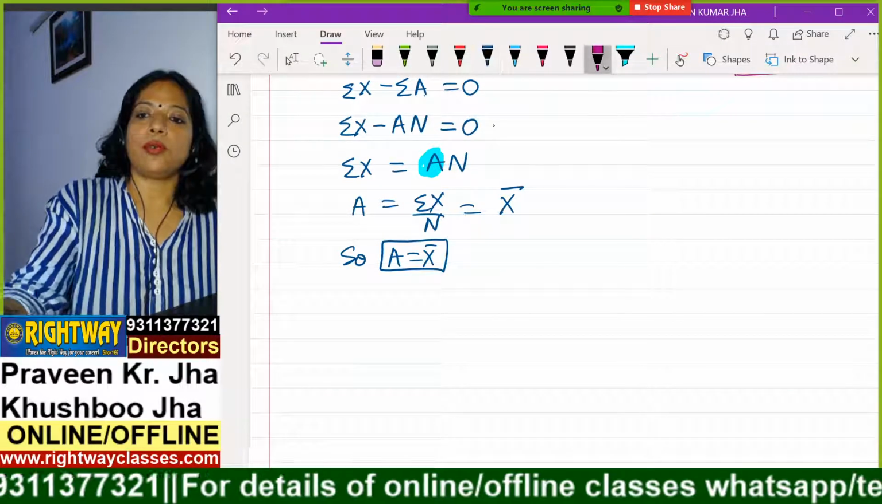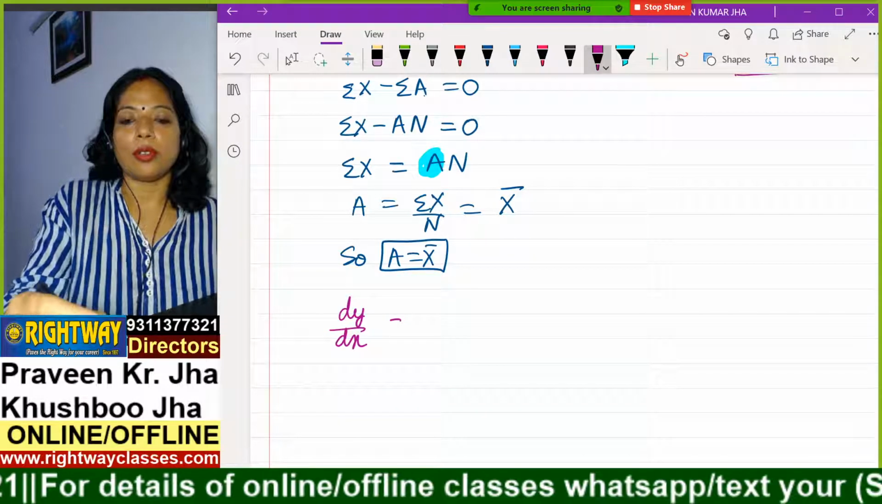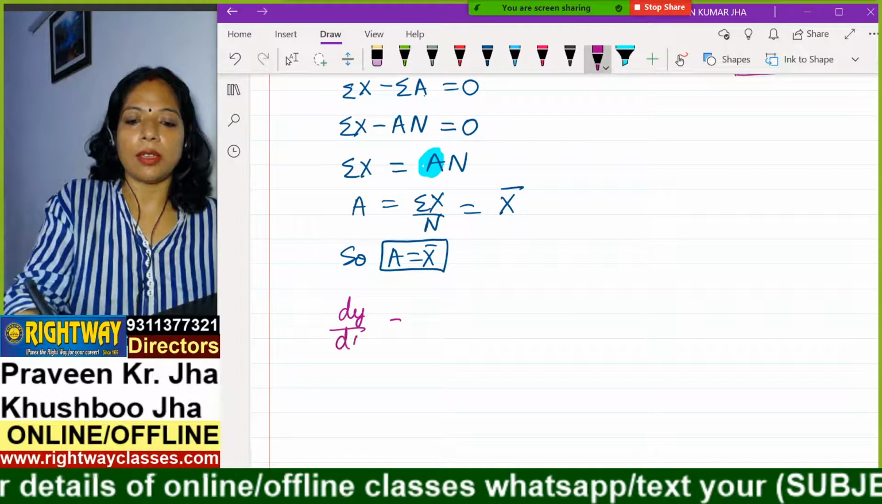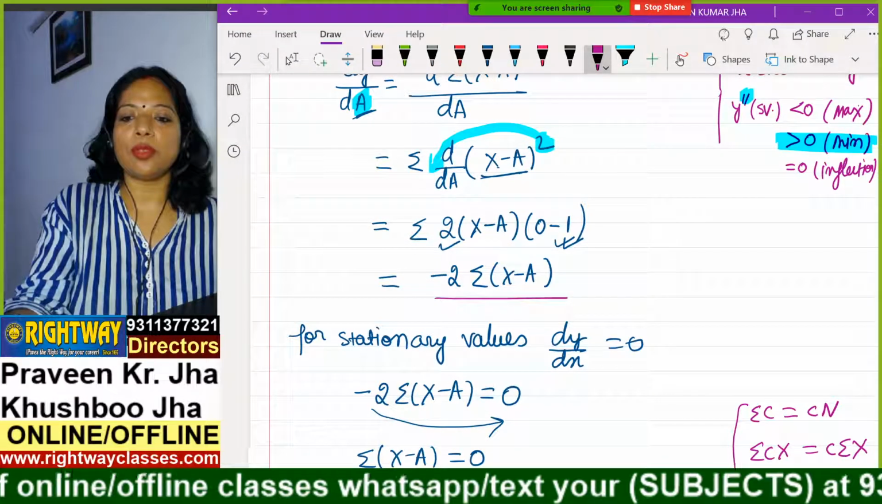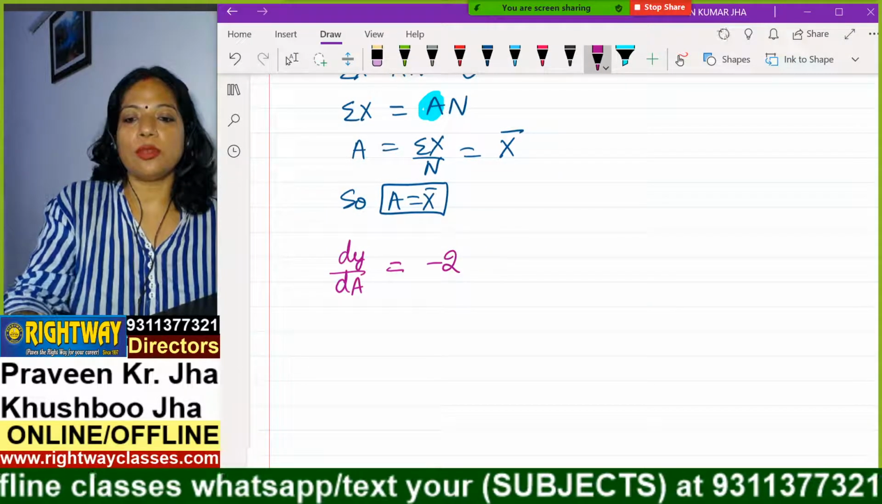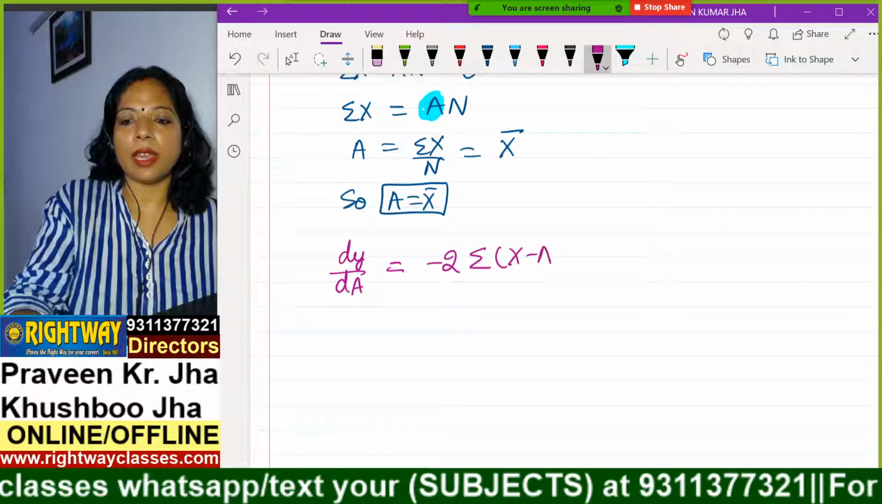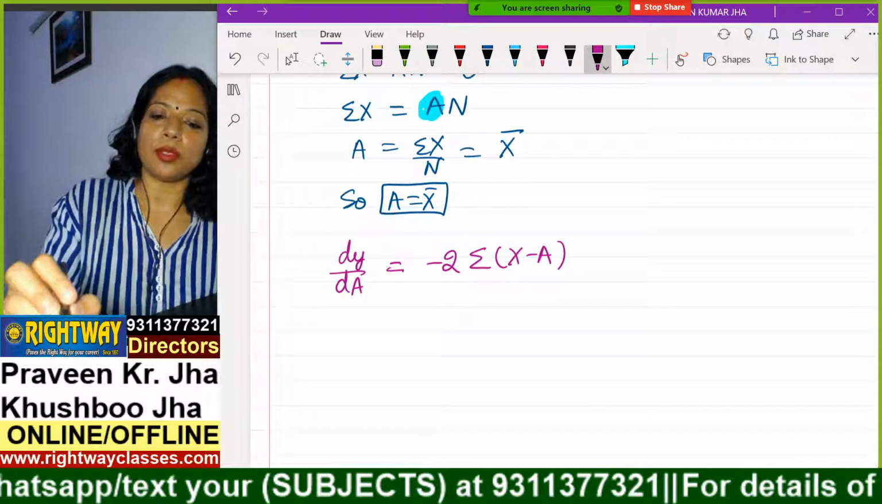So here, what was our first derivative? dy by dA was, what was dy by dA? Minus 2 summation x minus a. Minus 2 summation x minus a. This is a very important derivation. It may come in your paper, so you have to focus on it.